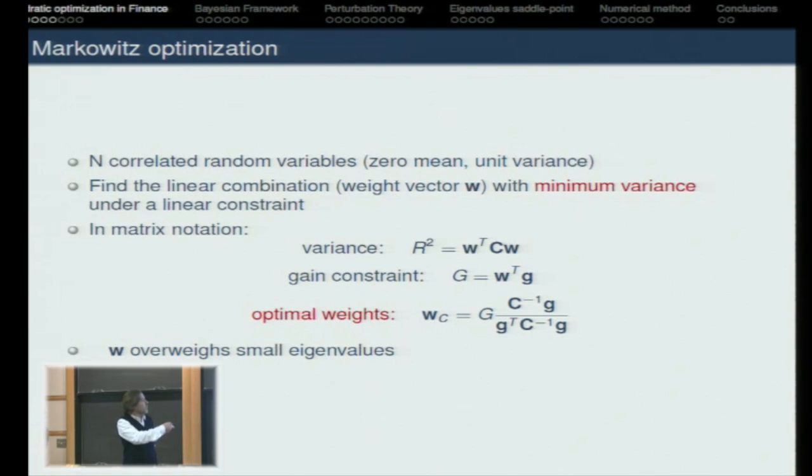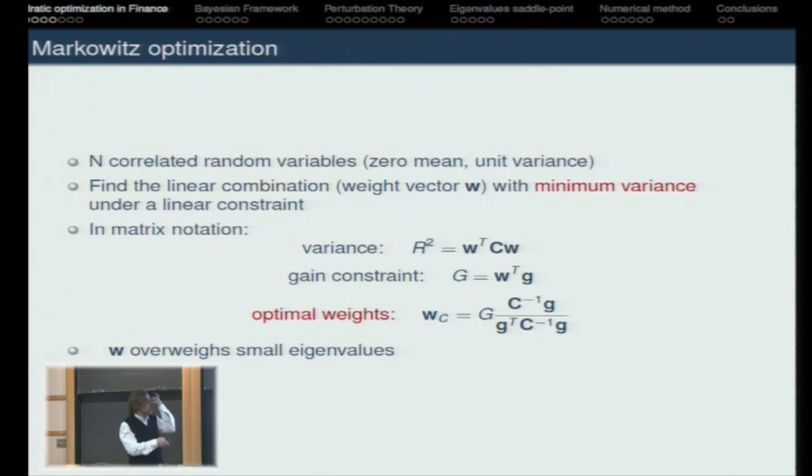But I put a linear constraint. I want the gain, which is just the weight vector times some fixed vector g, to be equal to some constant. So I'm looking for those weights w that minimize the variance. And this is a very simple optimization problem. You just use a Lagrange multiplier, and you find that the optimal weights are given by the inverse covariance matrix applied to this fixed vector g, and then there's some normalization in order to satisfy the constraint.